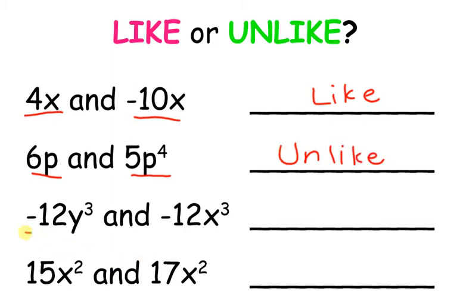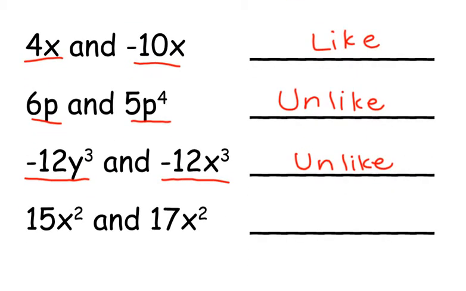Okay, negative 12y to the third power, negative 12x to the third power. Do they have the same variable? No. So you stop right there. They are unlike terms. Okay, let's try one more. 15x squared, 17x squared. They have the same variable, x, and the x has a second power here, and it's the second power here, so they are like terms.